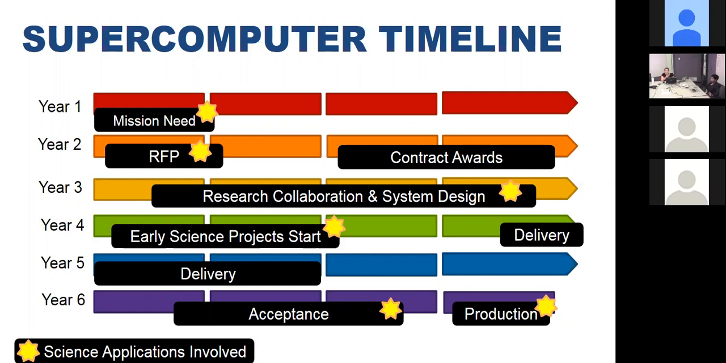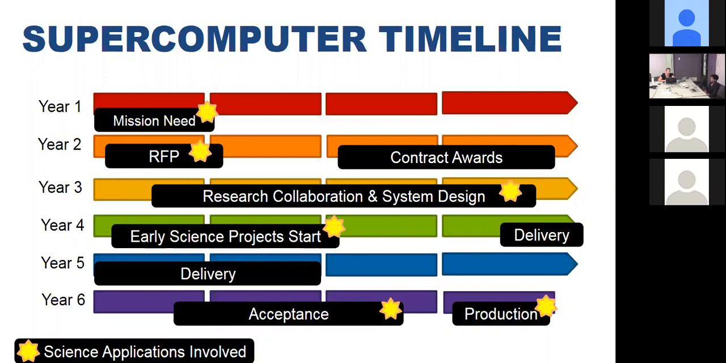The other one that most people might know, right, is that the facilities all have some flavor of early science. That's a process where we make an open call and select projects to help us burn in the machine, to help us evaluate the machine and test it and figure out problems and bugs. And this is something that happens before the machine comes, right? Before the machine is in delivery. Those projects start, and they are able to run before we go into production.